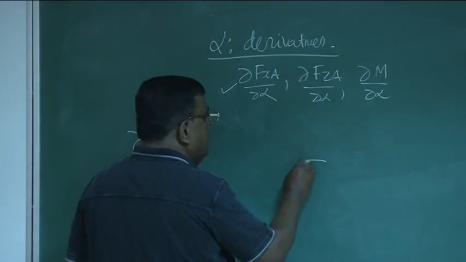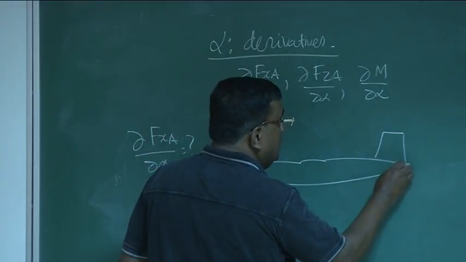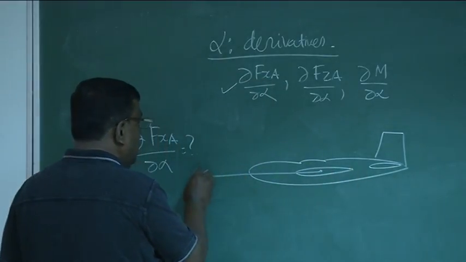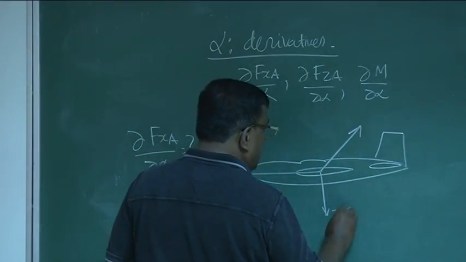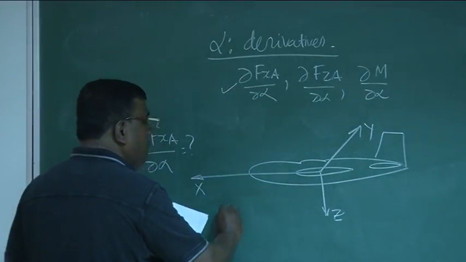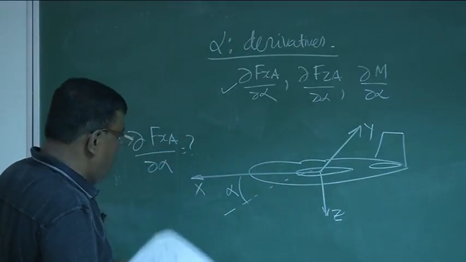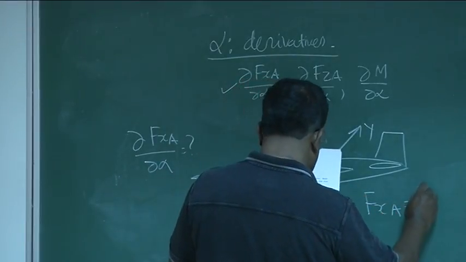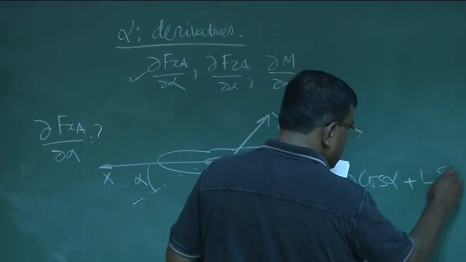Let us draw a craft. Let this be the axis system, and let there be an alpha. Okay. So what is fxa? Right. What is fxa? fxa will be minus D cos alpha plus L sin alpha.